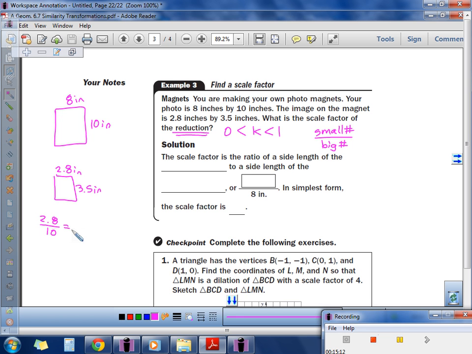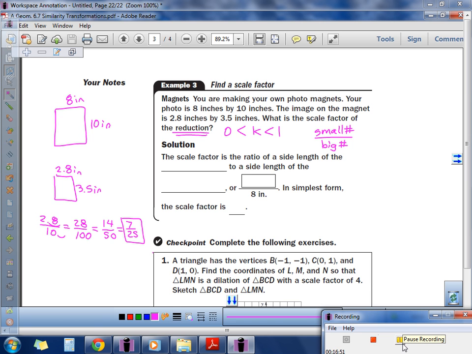And simplify that. 2.8 over 10. Well, the problem is if you simplify it too much more, you're going to get some decimals. What I'm going to do is a little trick. I'm going to move this decimal over 1, and I'm going to move this decimal over 1. So that's 28 over 100. And now it's easier to simplify to a nice fraction. So half of 28 is 14. Half of 100 is 50. That's 7 over 25. The scale factor of that one is 7 over 20.